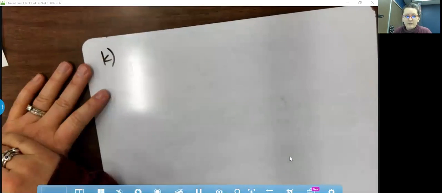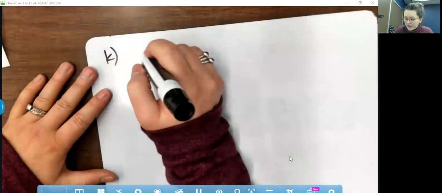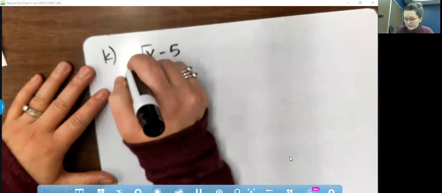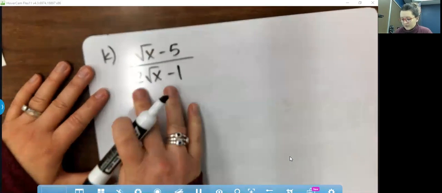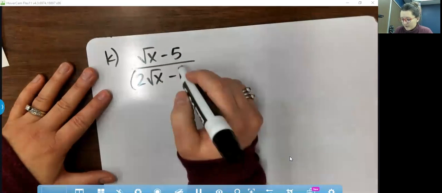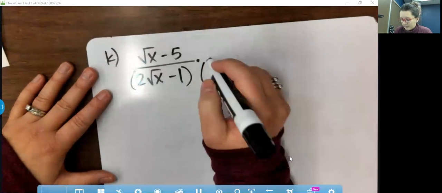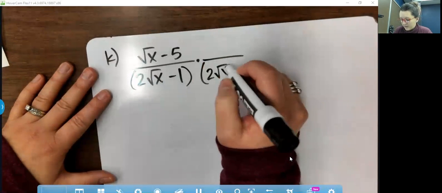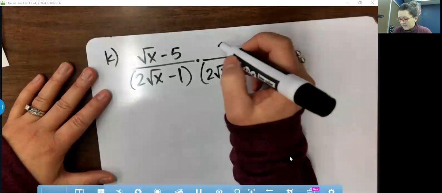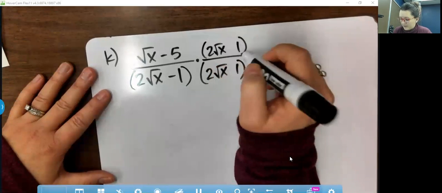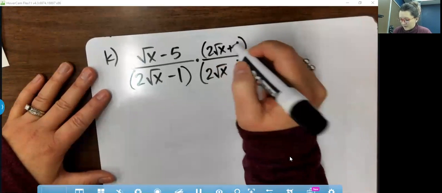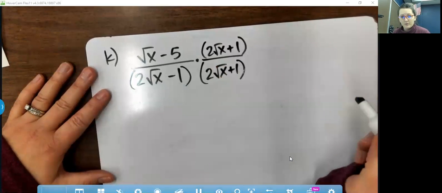Okay, so let's move on to letter K. I'm going to leave those two in the middle for you to do and try. So I have root x minus 5 divided by 2 root x minus 1. Okay, so I'm going to try to rationalize my denominator here by finding the conjugate, by multiplying it by a form of 1 without changing the value. So I have 2 root x minus 1, 2 root x, and 1. And my conjugate here, remember, is the opposite value. So it's going to be plus 1 on both.